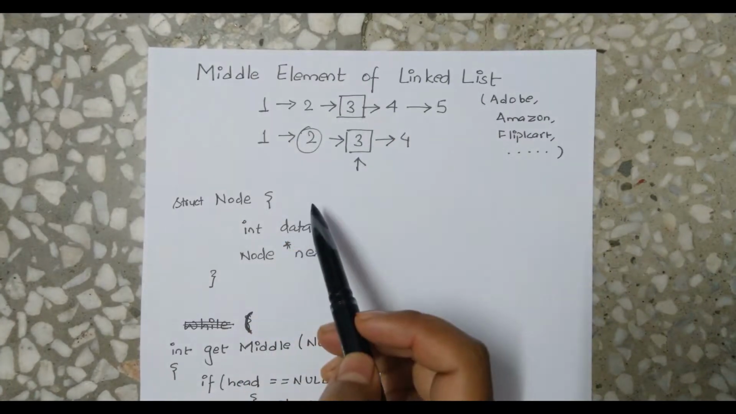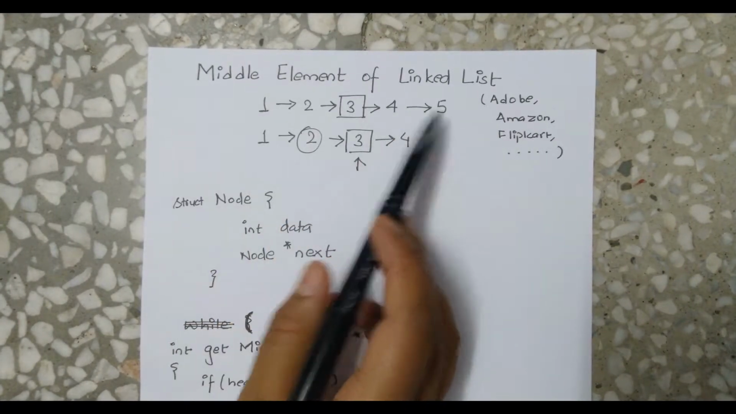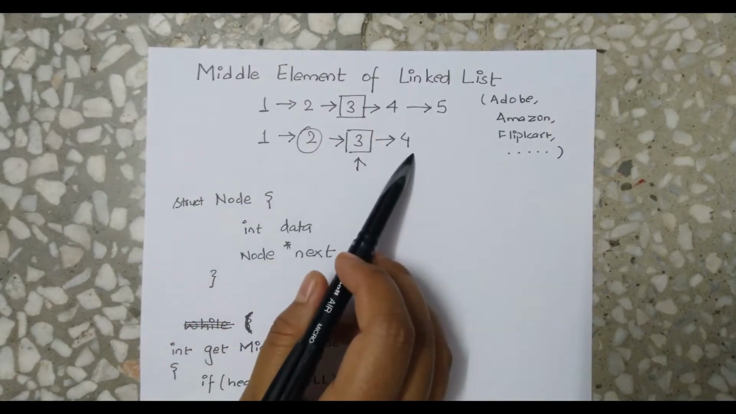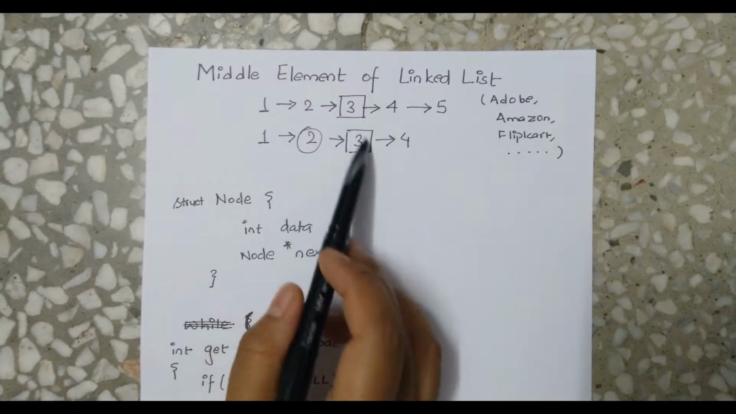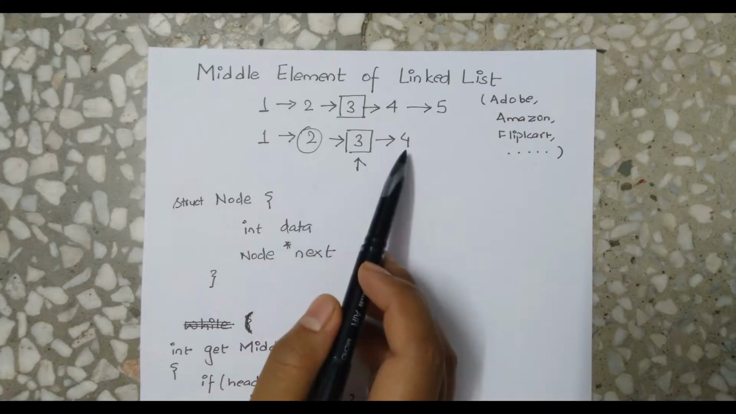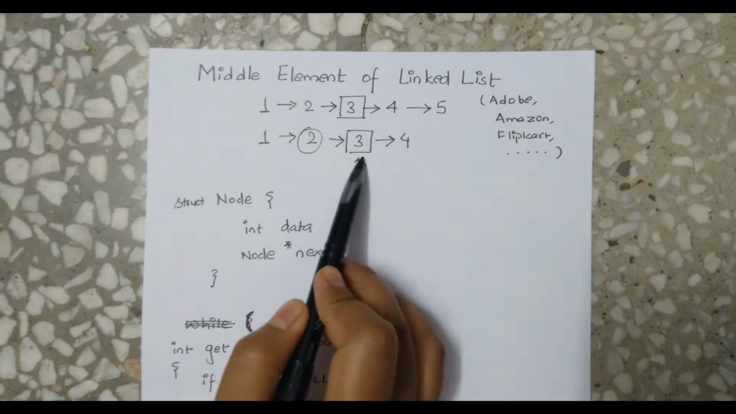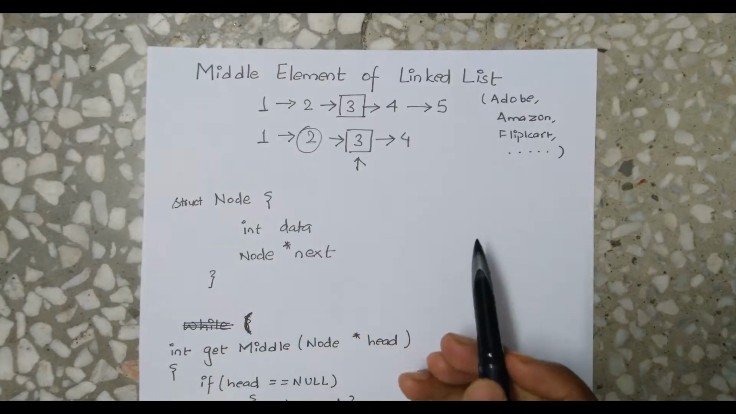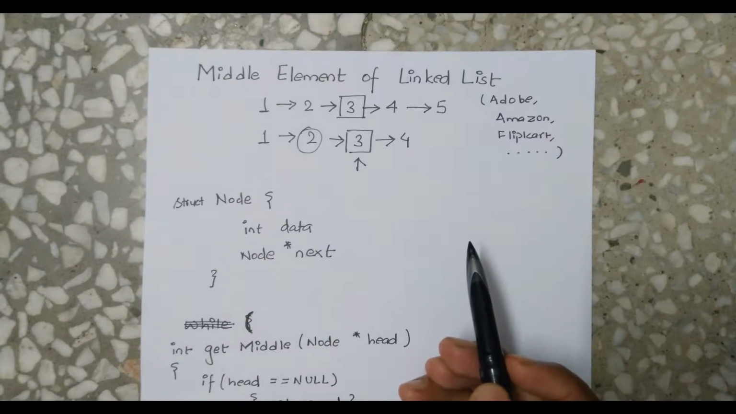the middle element. When the number of elements is odd, the middle element is 3 over here. If the elements are even, then the middle element is the next one, which is this 3. It's not this 2. So let's start with the code implementation.